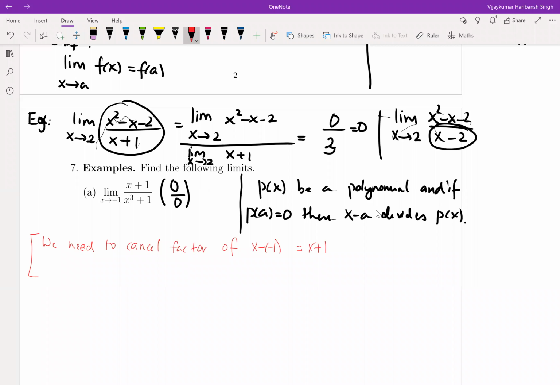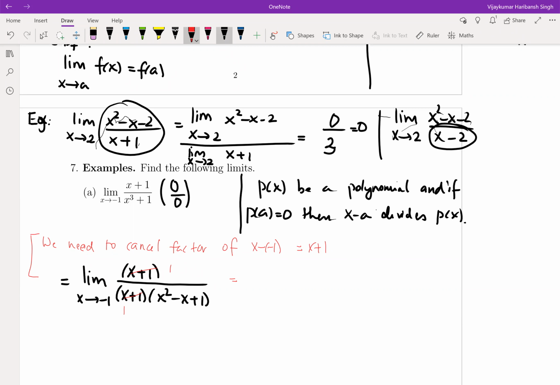All right, so let's see. We already have a factor of x plus 1 on the numerator. The expression can be written as the limit as x goes to minus 1. Now we need a factorization. On the numerator, we have x plus 1. In the denominator, we have the factorization x plus 1 times (x squared minus x plus 1). So this is a factorization of x cubed plus 1. Now you can cancel the common factors. This goes 1 times and 1 times. Now you can substitute minus 1 because now at minus 1, the denominator does not become 0.